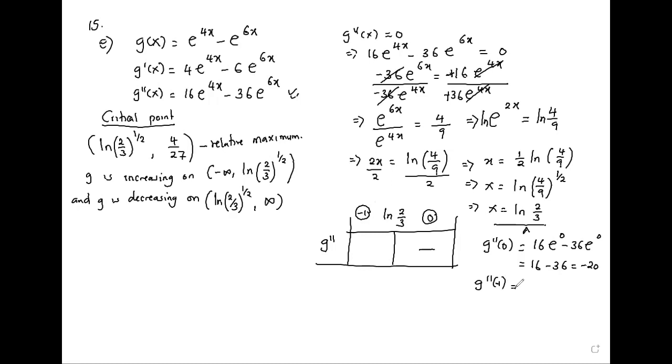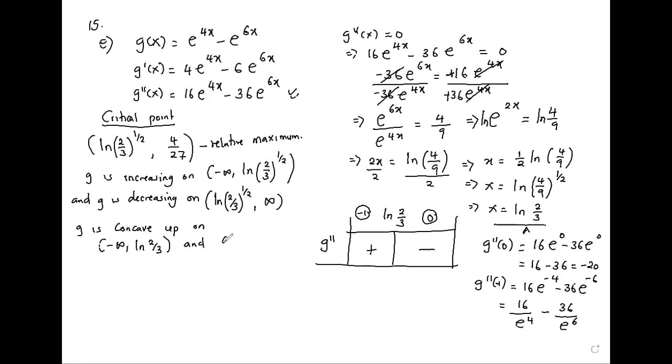Then we pick -1. That would be 16e^(-4) minus 36e^(-6), which becomes 16 over e^4 minus 36 over e^6. So the bigger the denominator, the smaller the quantity. So this is positive in nature. So where it is positive, it's concave up. So we're saying g is concave up on negative infinity up to ln 2/3.